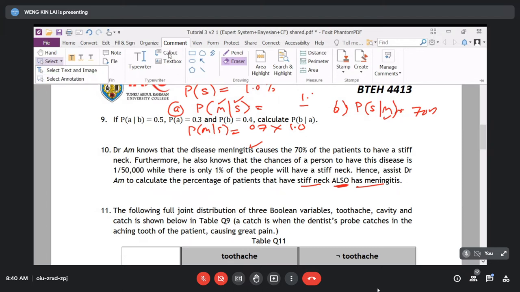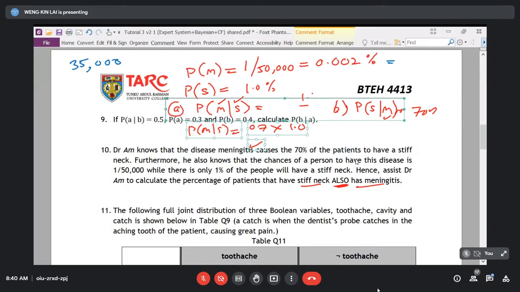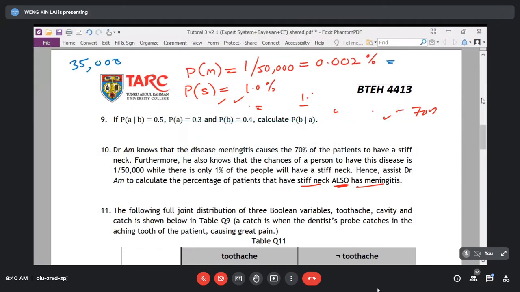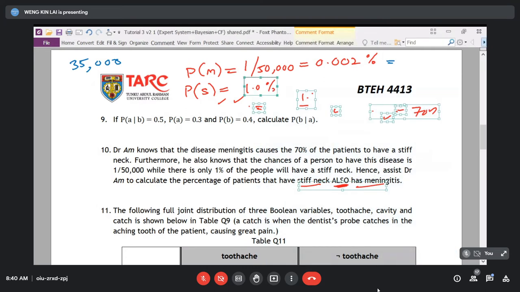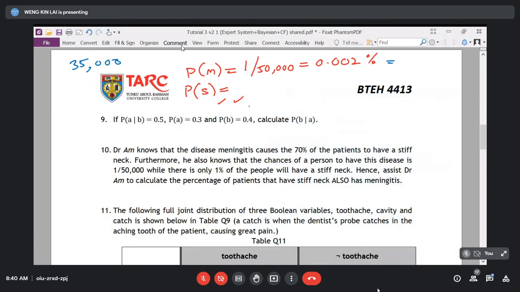Wait, I think, hang on, Leung Ho. Let me just erase this one. I think that's why I have too many things here. Okay.